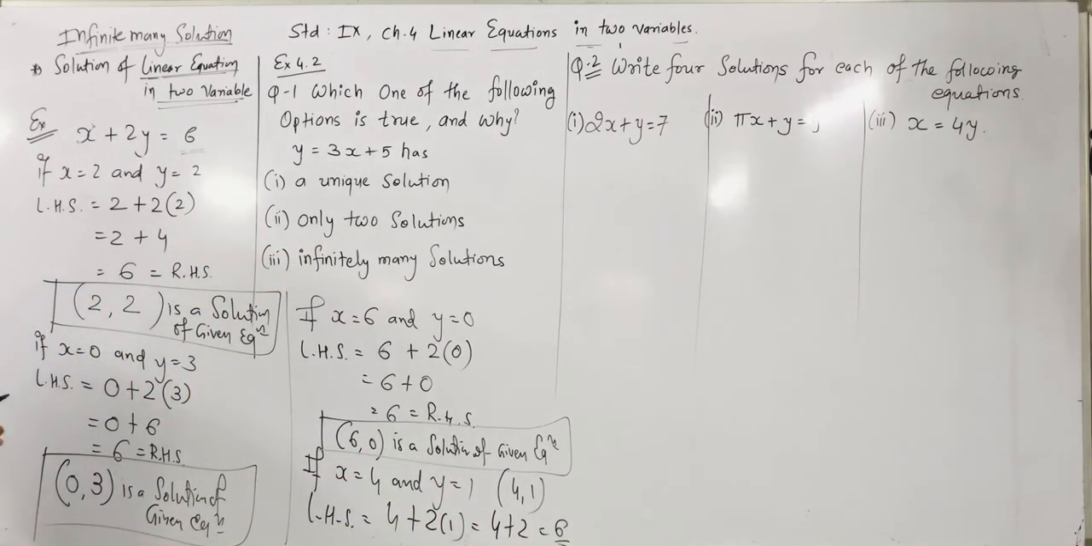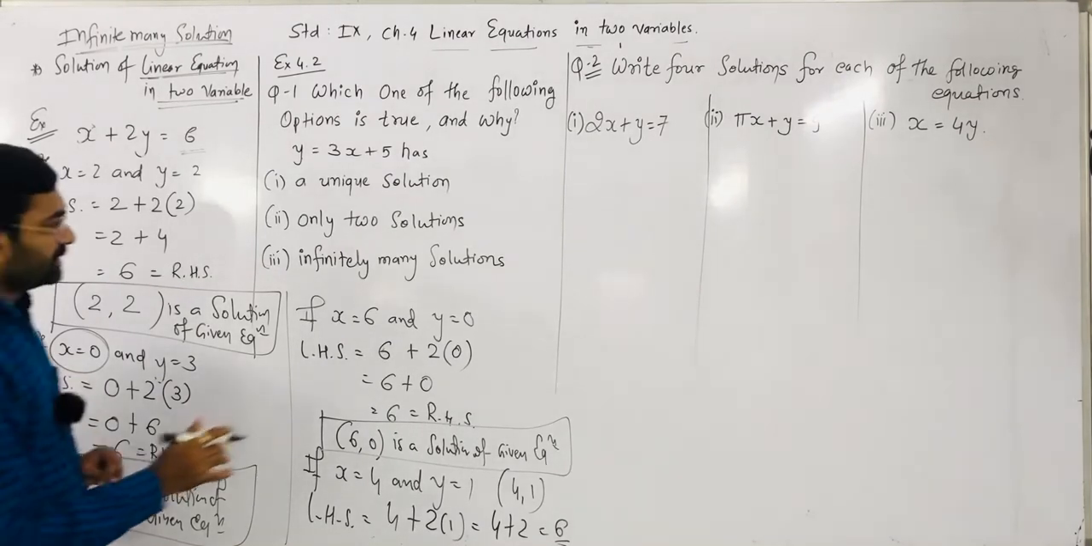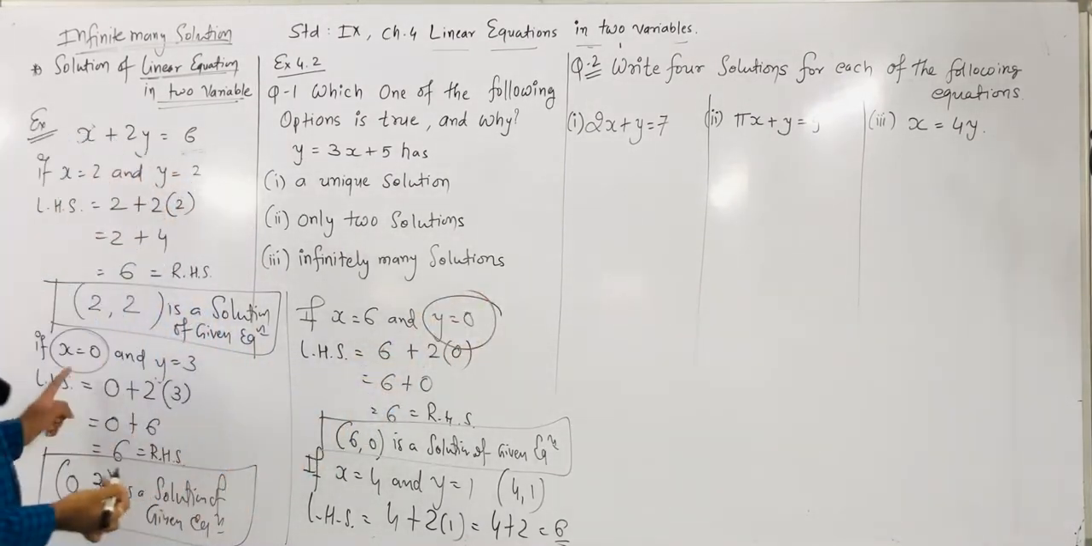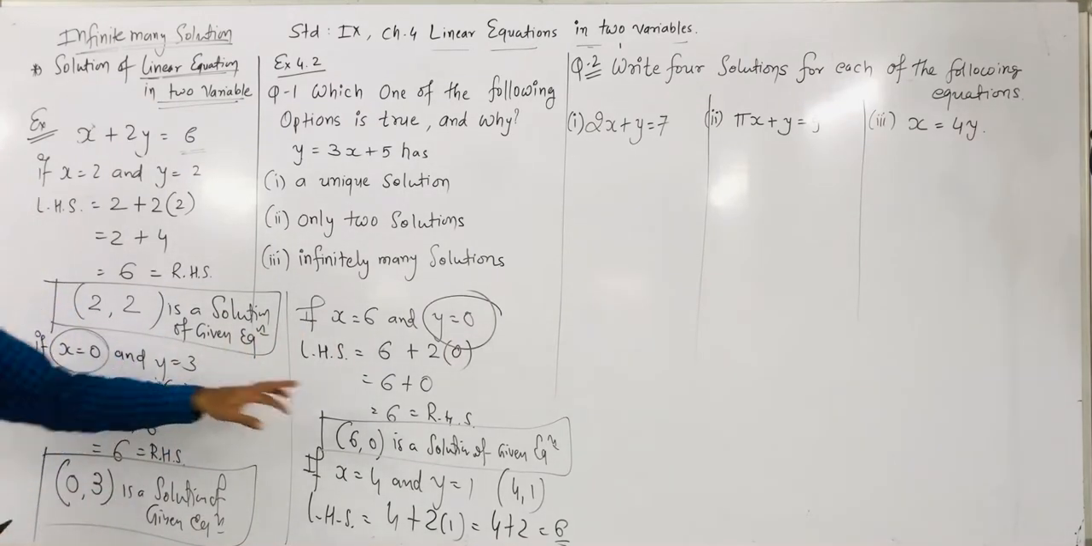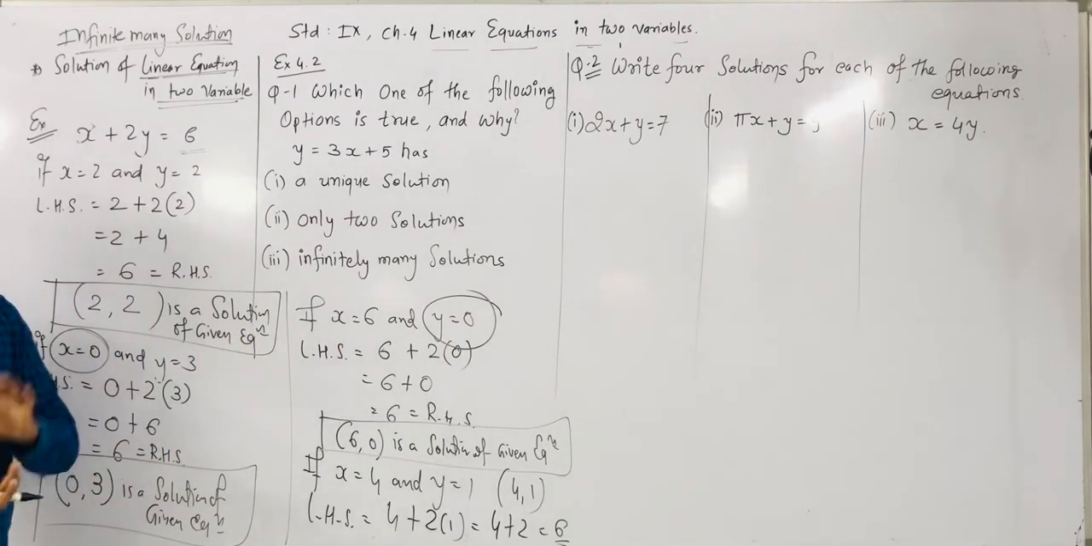So how can we easily find its solutions? This way is very easy. Here there are two variables, so out of the two variables, take the value of any one variable as 0. This one is very easy. If you take these two values, then you get the solution. Okay, so remember that.